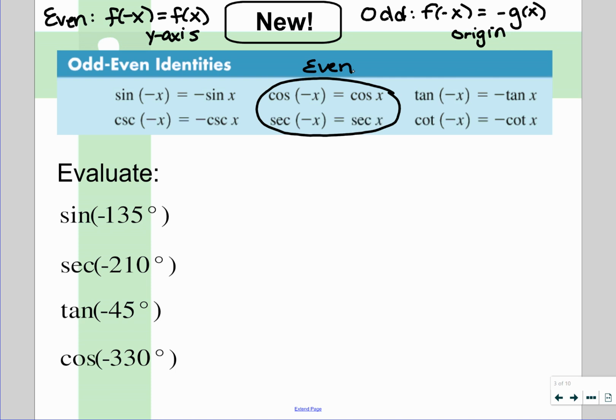So how do these formulas help us? It helps us if you have a negative inside the trig function, simplifying it. You can either, if it's even, get rid of the negative, or if it's odd, bring the negative out front of the function. Those are the two things we want to think about, okay?